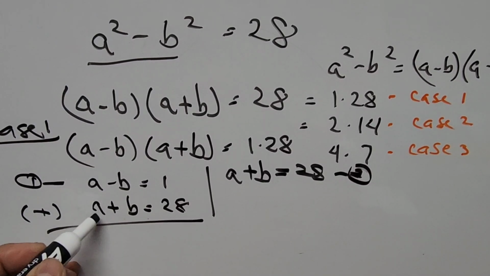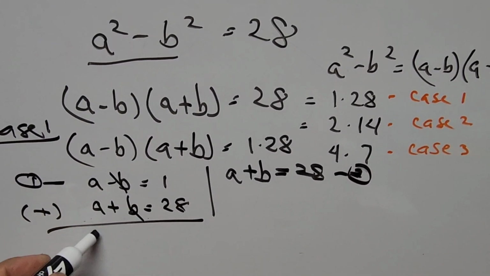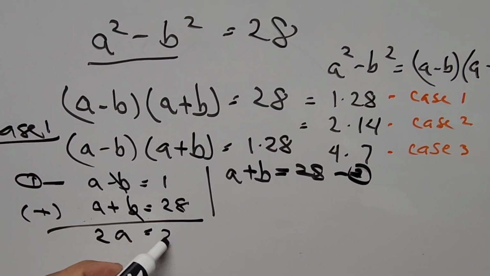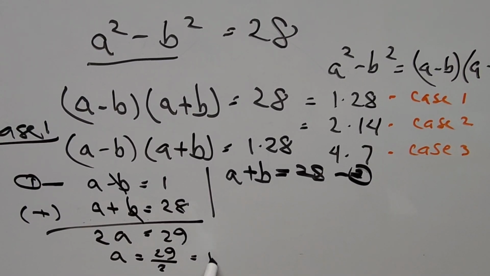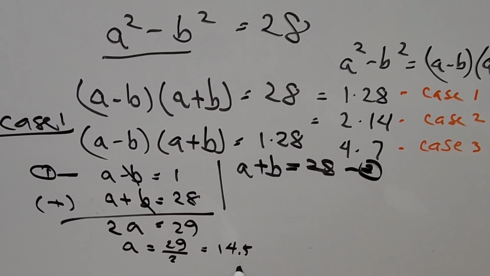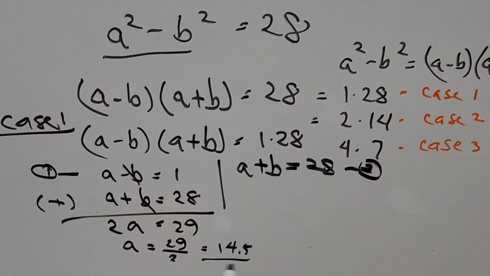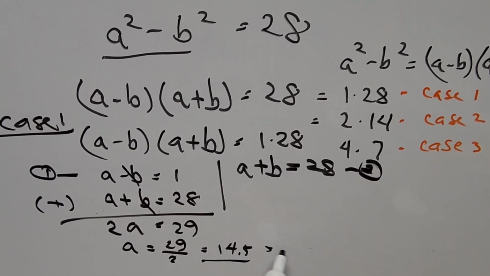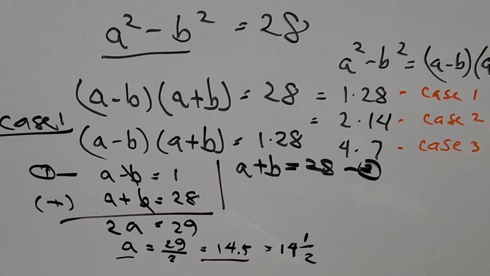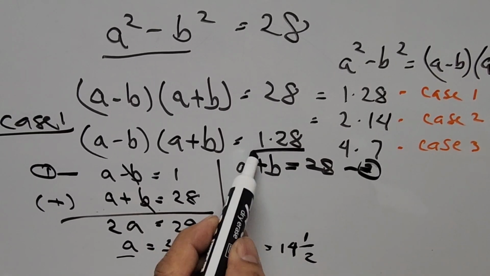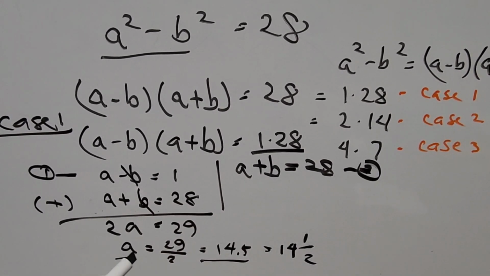Add this together, we have this cancel, so 2a equals 29, and a is equal to 29 over 2, which is equal to 14.5. But since the value of a here is 14.5 and not a whole number, this has a fractional part. This is equivalent to 14 and 1/2. Well, the value of a requires a whole number, so this means that the factors of 28, 1 and 28, are not the right factors for the value of a and b.